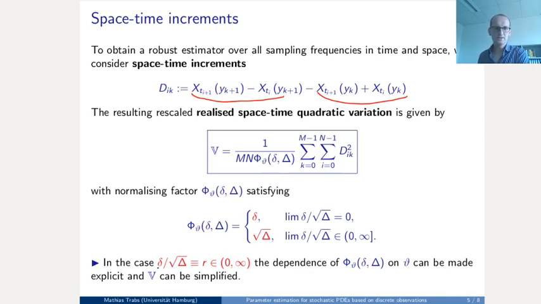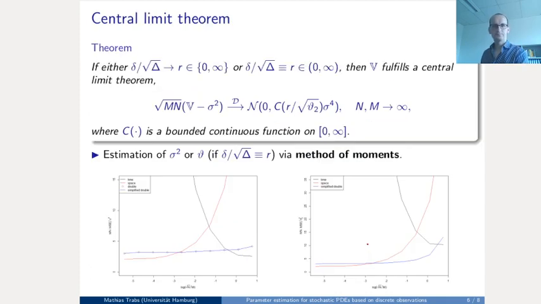In a special case where this sampling ratio is a fixed constant small r, then the dependence of this normalizing factor can be simplified at first order, and the dependence on theta can be made explicit, and this is what we will exploit then also to estimate theta.